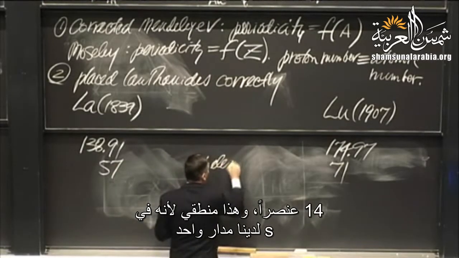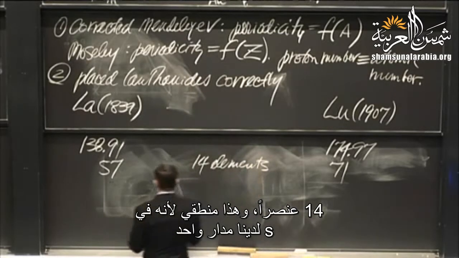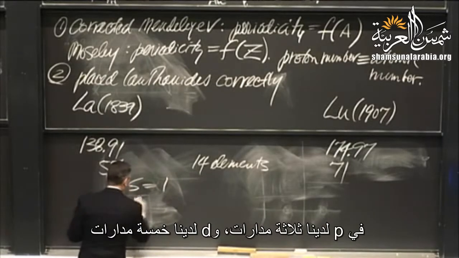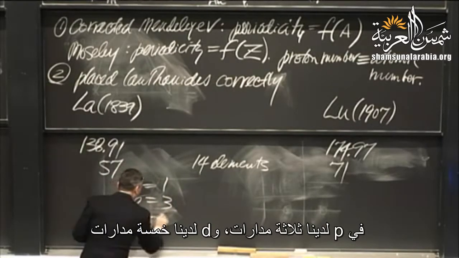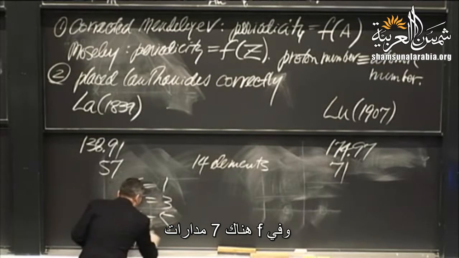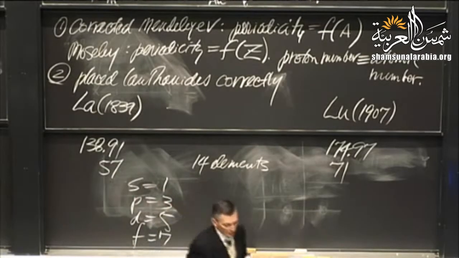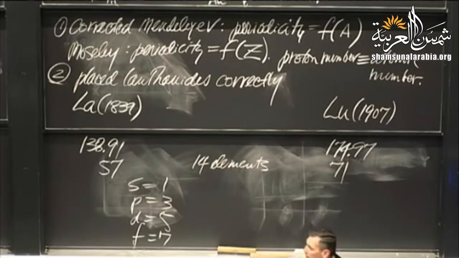14 elements, which makes sense because in S we've got 1 orbital, in P we've got 3 orbitals, in D we've got 5 orbitals, and in F we've got 7 orbitals. 7 times 2 is 14. Everything makes sense.